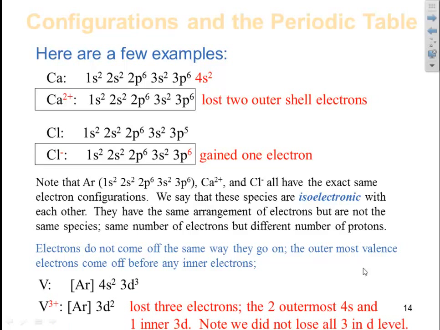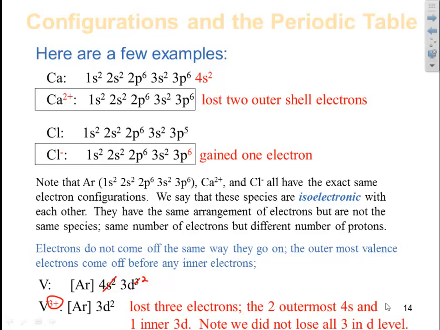Example, look at vanadium. You've got argon 4s2 3d3, and we're looking at vanadium 3+. These 3 electrons are going to come off, and they have to come off the higher energy levels first, before we take off any inner electrons. So the 4s2 electrons are going to come off, and then 1 of those 3d, which gets us argon 3d2. In this case, we lost 3 electrons, the 2 outermost 4s and 1 inner 3d.